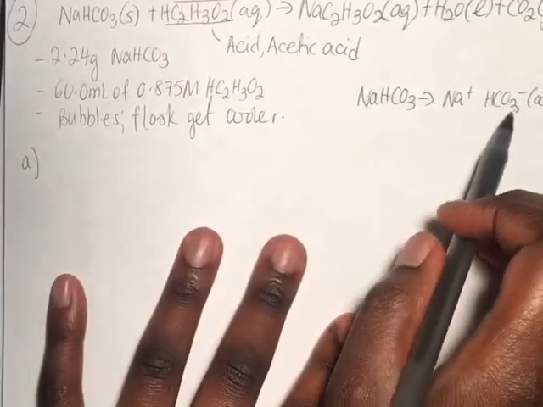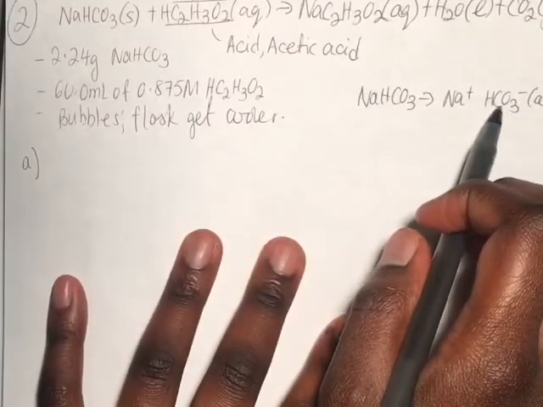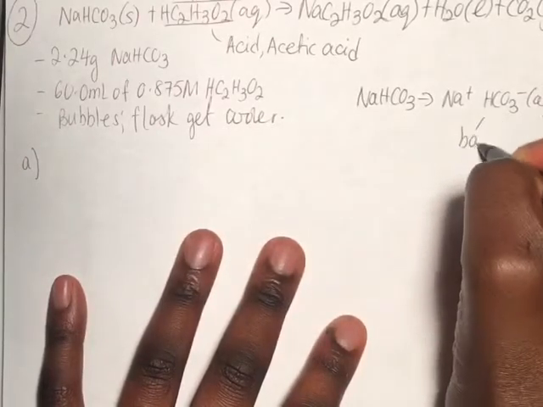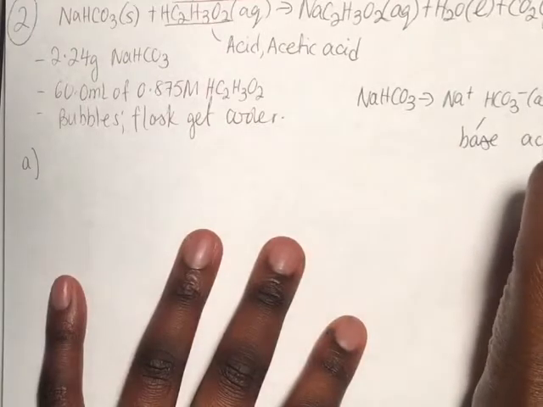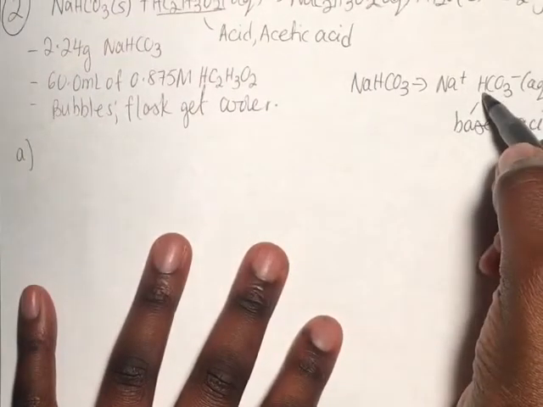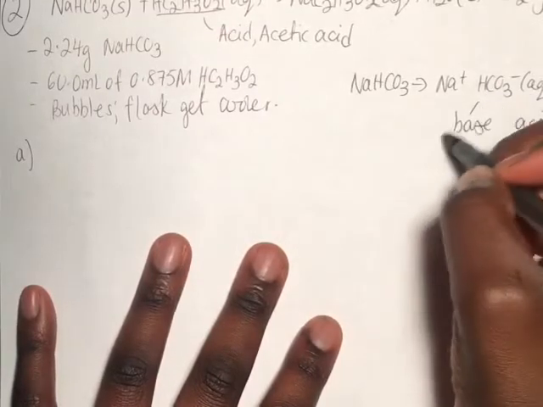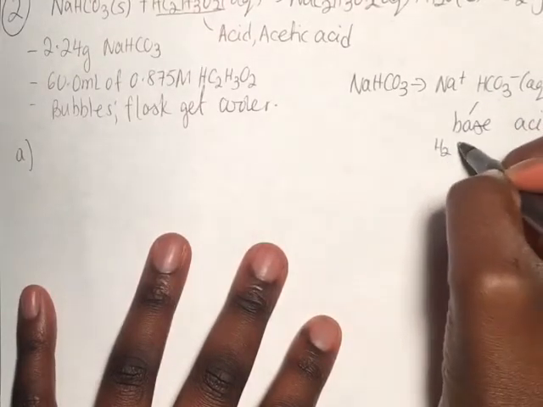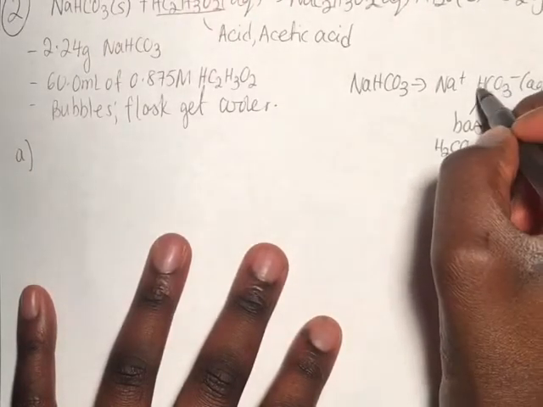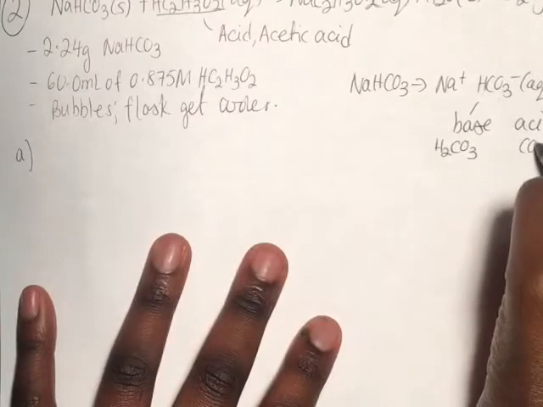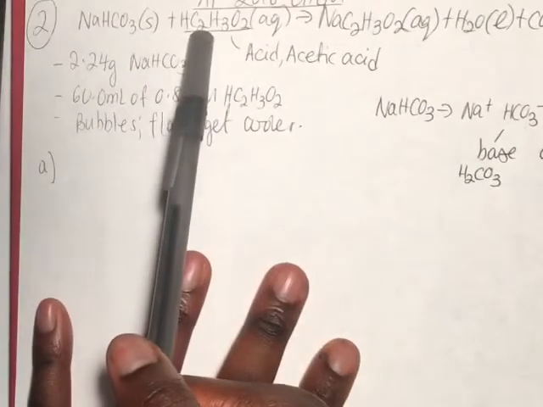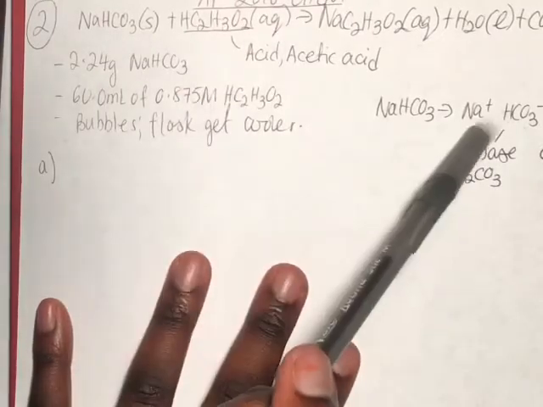This ion is amphoteric. An amphoteric substance is one that can act as a base and an acid. If it was acting as a base, it would receive a proton to become H2CO3. If it was acting as an acid, it would donate its H and become CO3 2-. But because it's reacting with an acid, it will act as a base.